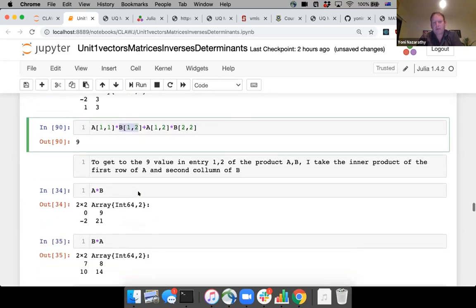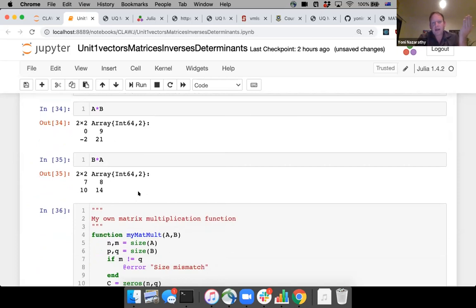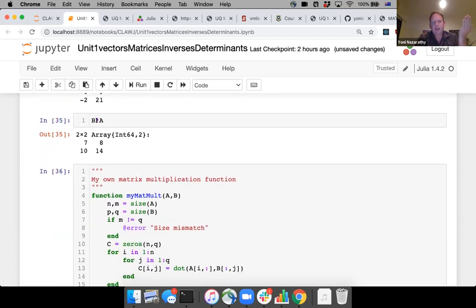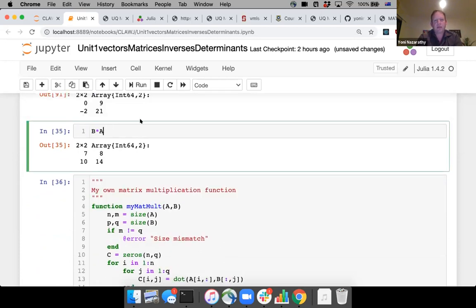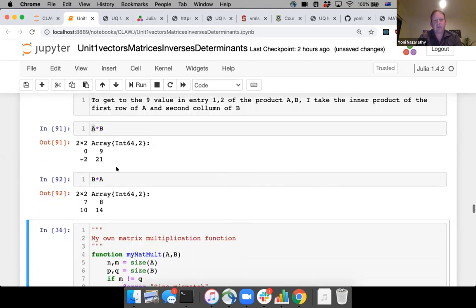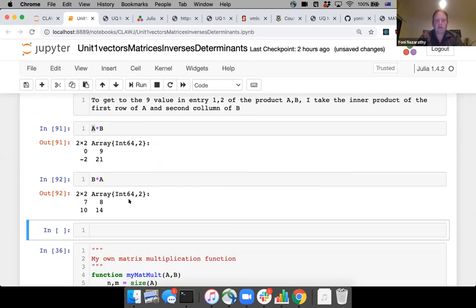We'll speak about it more extensively in a second. Now, just before we continue, A times B gives me this, and B times A gives me something else. Matrix multiplication is generally not what? Not A times B equals B times A. Not commutative, thank you. Commutative.